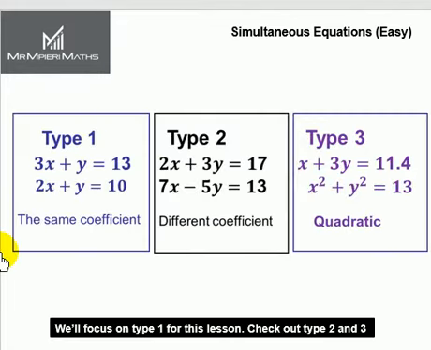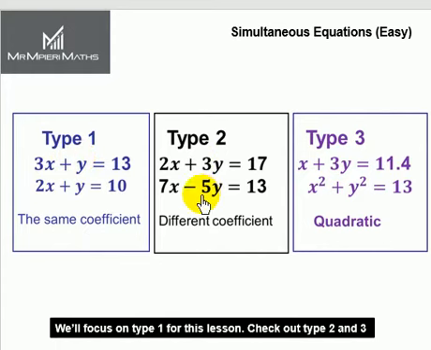I normally say there are three types of simultaneous equations. Type 1 is where the coefficients are the same. If you look at y, the coefficients of y are the same, one here, one there. Although the coefficients of x are not the same, these are type 1 if you can find the coefficients of any of the variables the same.